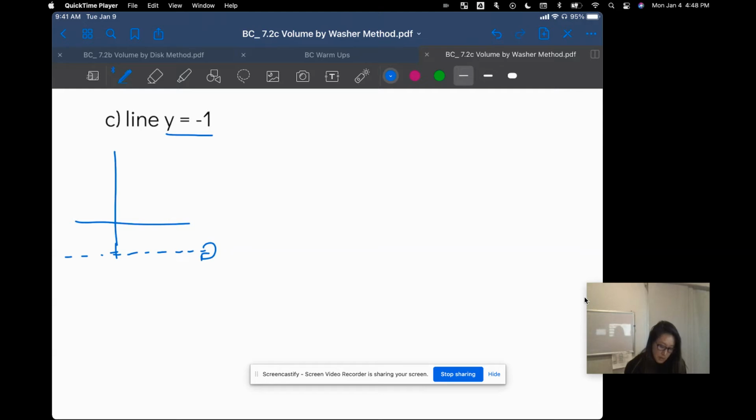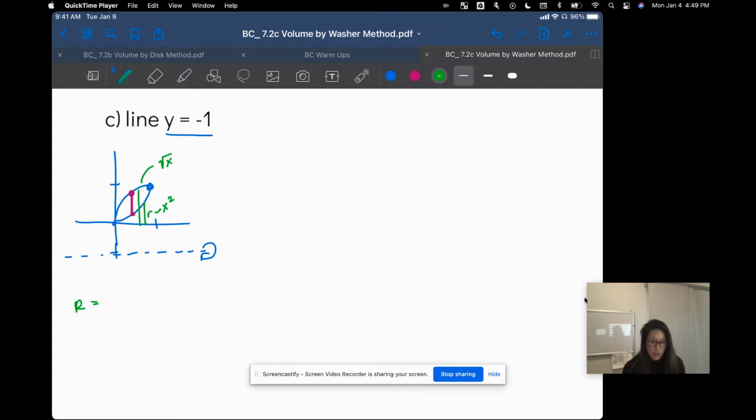Okay, and I have a curve here that looks like that. So I am going to cut the shape vertically, and then I see that the outer ring has to do with the square root of x, and then the inner ring, little r, has to do with x squared. Okay, so we're going to start with big R.